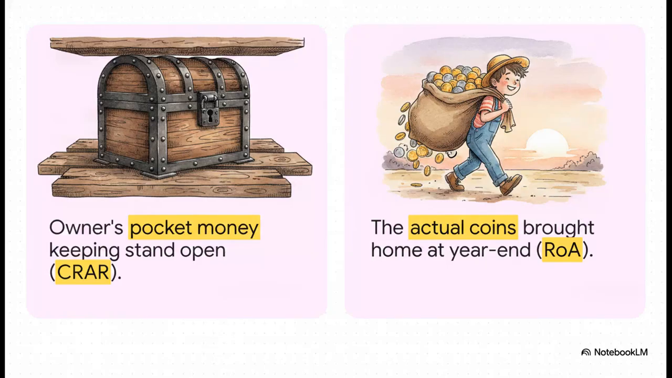And sitting beneath all of this is the owner's own pocket money, the capital, measured by CRAR. The rules say you can't just use auntie's money. You absolutely have to risk your own. If the coin jar empties, the loss eats your capital first. It is the ultimate shock absorber. Finally, at year-end, we look at ROA, return on assets. This strips away all the leverage and size to ask one simple question. After all that cleverness, how many actual coins did you bring home? ROA proves the pure, unfiltered skill of the bank.